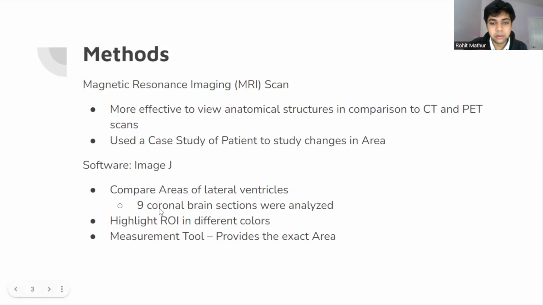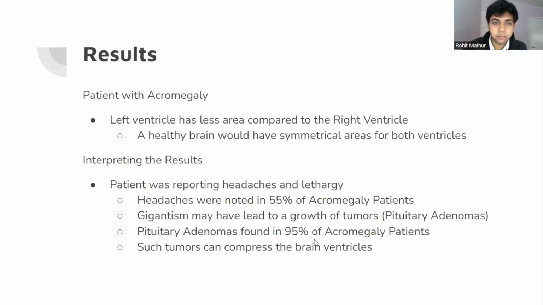Essentially, nine coronal brain sections were analyzed, and to analyze them, I highlighted the ROI, which is the region of interest, in different colors, one for the left brain ventricle and one for the right brain ventricle. I also used the measurement tool, which provides the exact area of each brain ventricle.